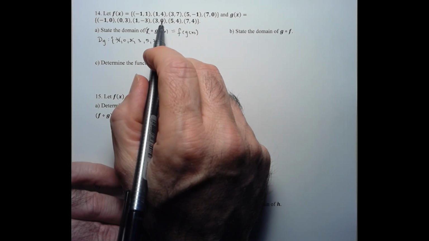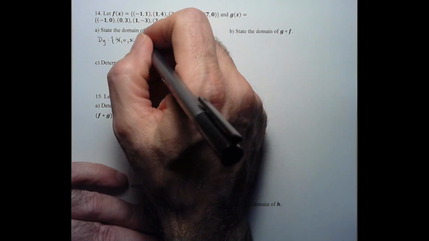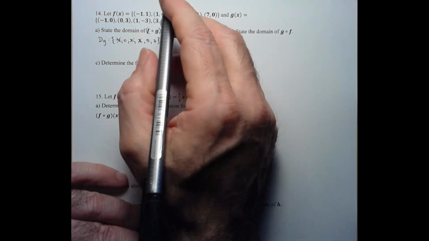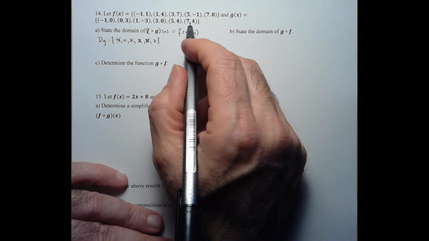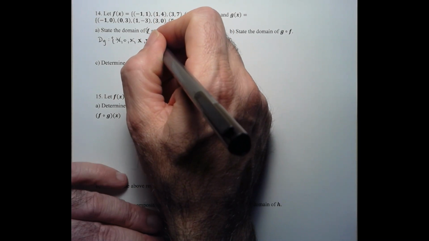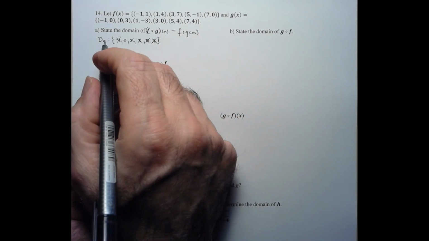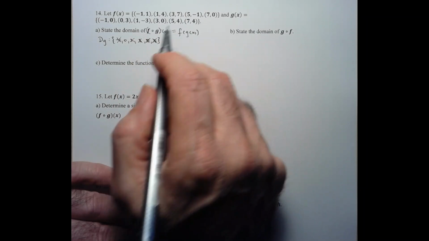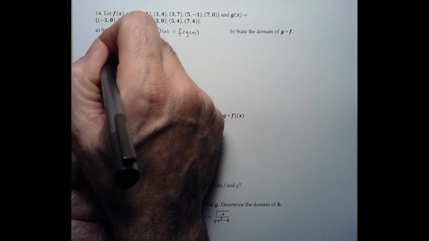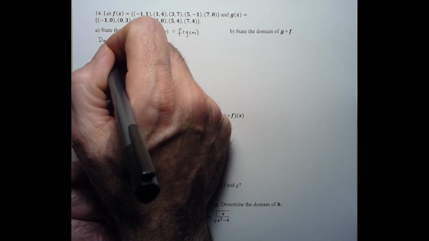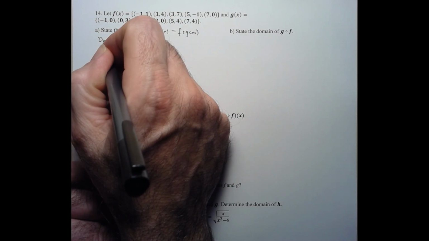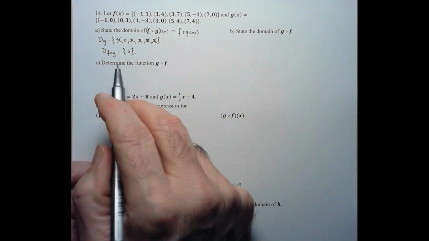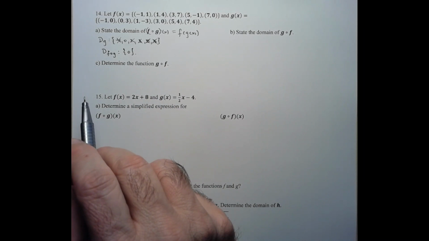3 outputs 0. 0 is not in the domain of f. Gone. 5 outputs 4. 4 is not in the domain of f, also gone. 7 outputs 4, as we saw, not in the domain of f. So checking the outputs of g as being in the domain of f, the only one that survived was the 0. So there's only one point in this function, and that's the value at 0. Since I'm only asking for the domain, that's all we have to give.